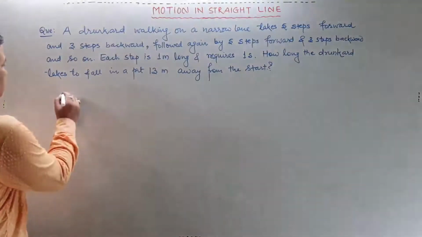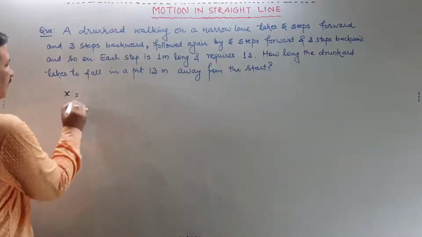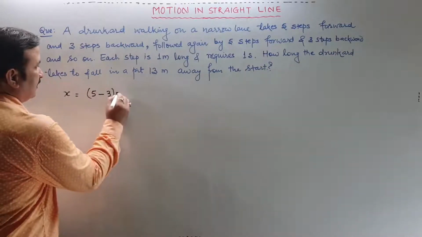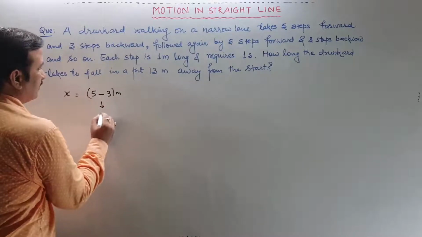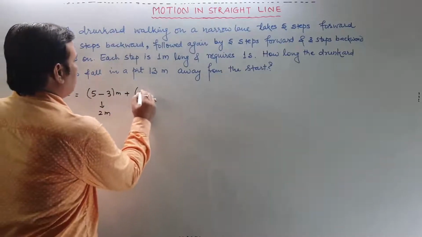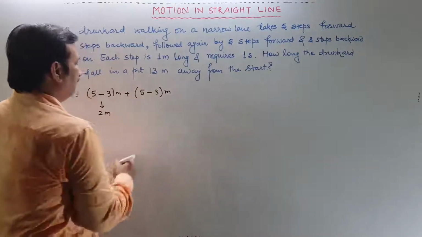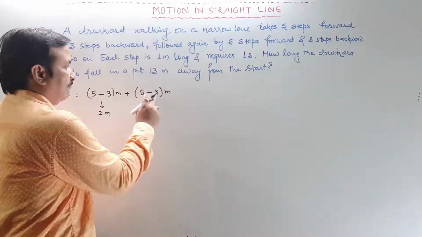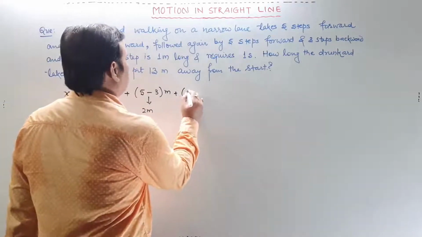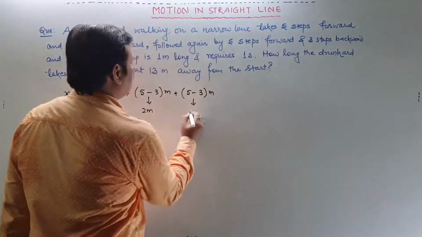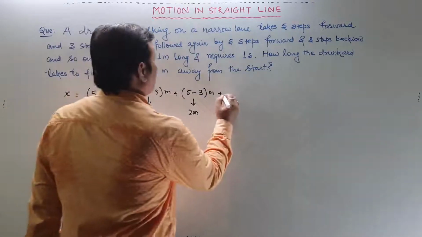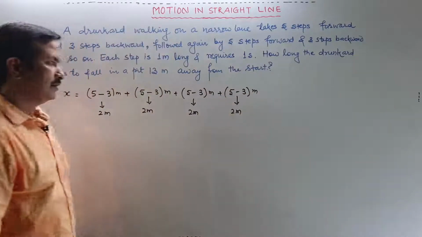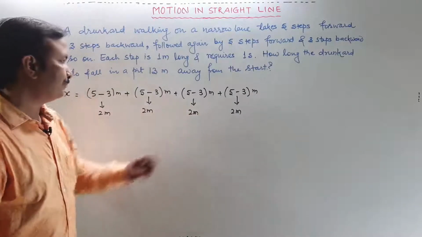if we calculate the distance, how it is moving, 5 steps forward 3 steps backward, right? How much did he advance? 2 meters. Plus 5 steps forward 3 steps backward, how much did he advance? Since one step is 1 meter, 5 minus 3 is 2 meters. 5 steps forward 3 steps backward, how much? 2 meters. 2, 2, 2, 2, how much is it now?